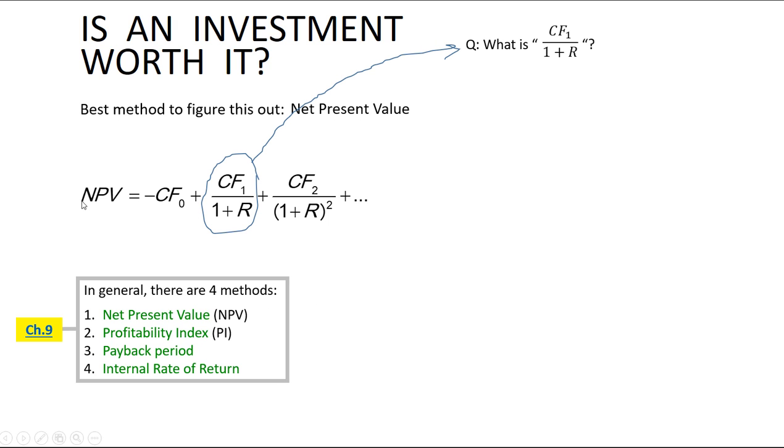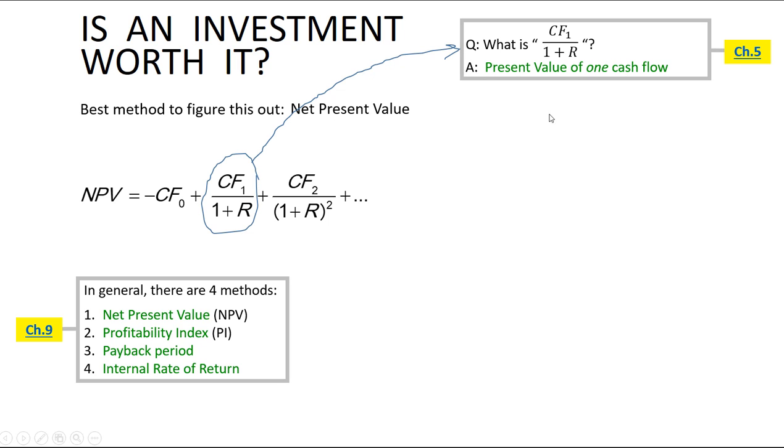So, in the NPV formula that I just went over, what is CF1 subscript 1 divided by 1 plus capital R? What is that term? What does it mean? The answer is it's the present value of CF subscript 1. It's the present value of $1 amount or 1 cash flow. That was covered in basically the first important chapter in this class, chapter 5.